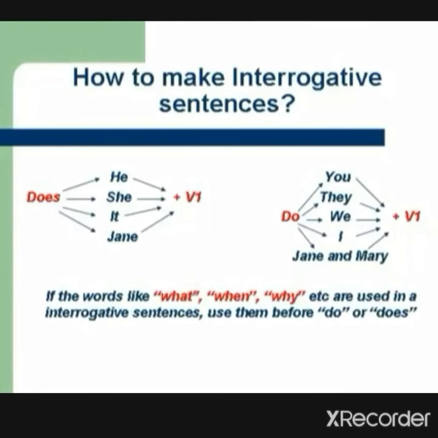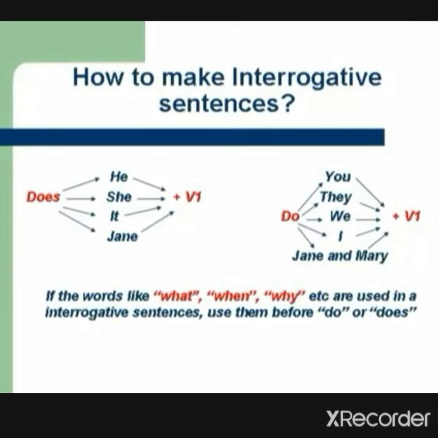How to make interrogative sentences and how to make questions? It is very simple. All you need to do is bring does or do at the beginning of the sentence, then the sentence will become does he play cricket, does she play cricket, do they play cricket, etc.